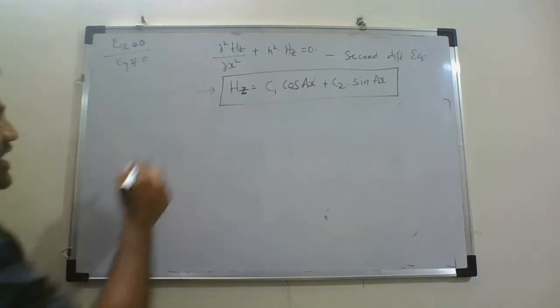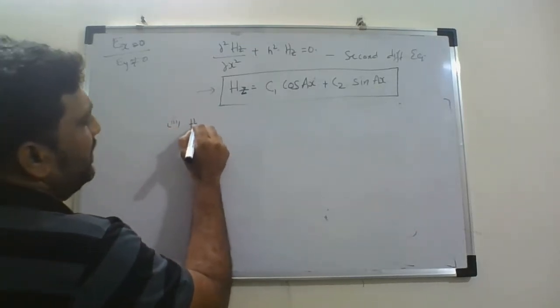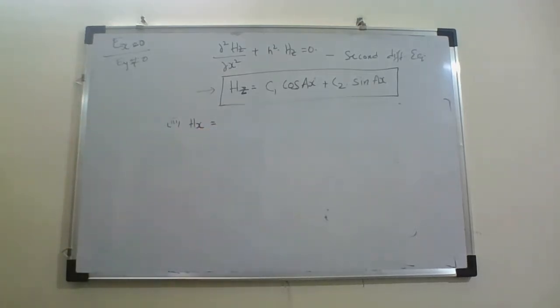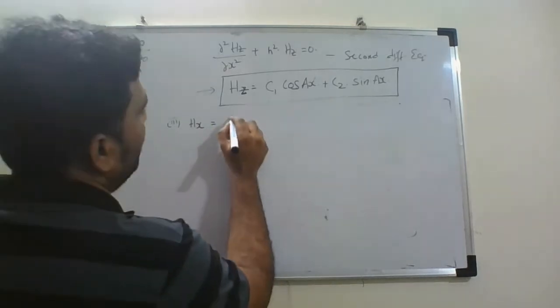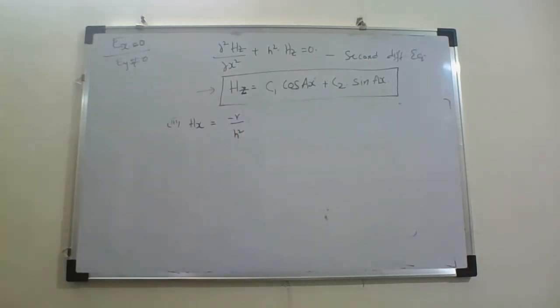Now let us go for the other component. The next component, the third transverse component, is Hx. So what is the expression for Hx? Hx is equal to minus γ/h² into, what is the expression I get?